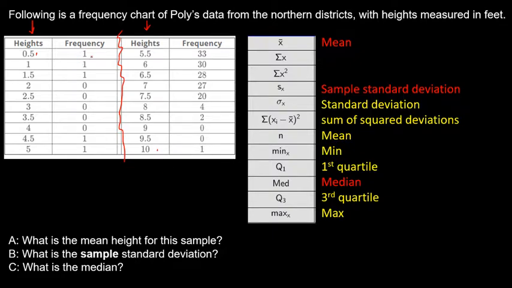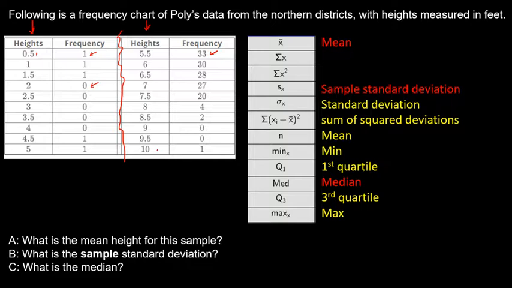And then frequency. This means one of the people or creatures that Polly surveyed had this height. This means 0 people had a height of 2. Looking over here, this one means that 33 people or creatures had a height of 5.5, and so on. So again, frequency is just telling you how many people out of 150 that Polly found with that height. Okay, so again, a frequency table. Now, you are asked to find the mean height, the sample standard deviation, and the median.